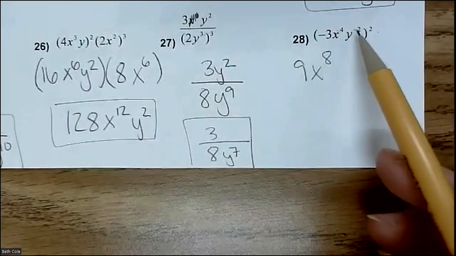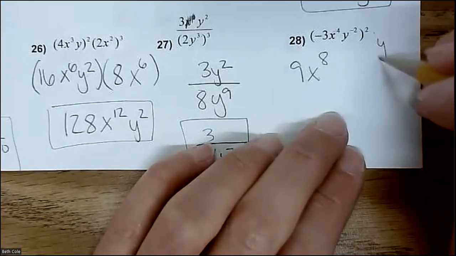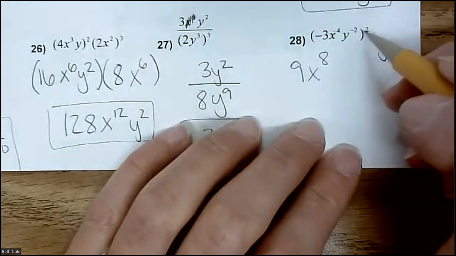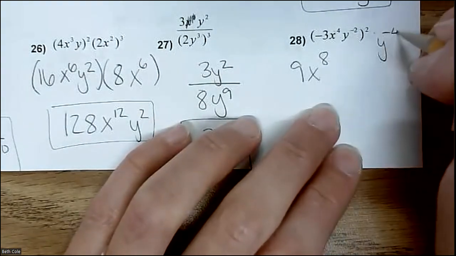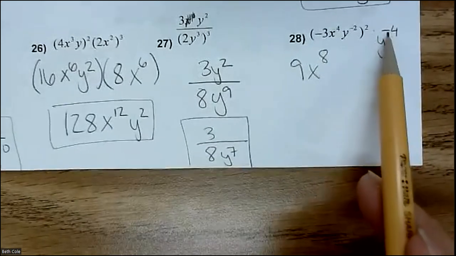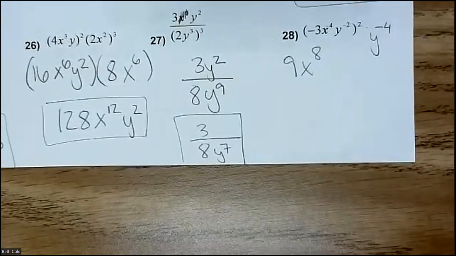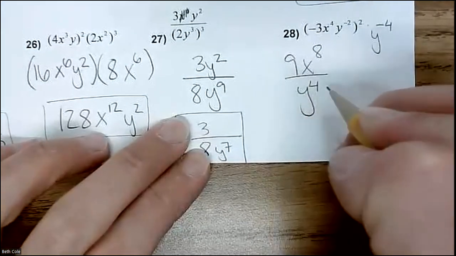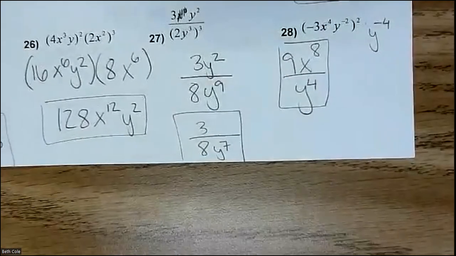Now look, this would be y to the, you're multiplying, to the second, so it would be -4. Now I just kind of wrote that off to the side. What does that mean since that would be negative? It's going to go where? It'll go to the bottom. So this will be over y to the 4th. Again, the negatives switch sides.